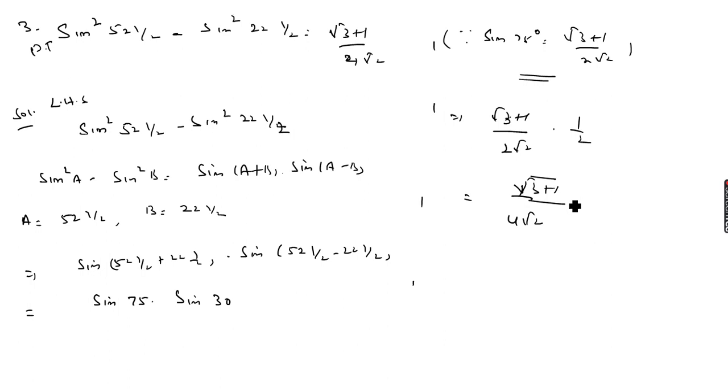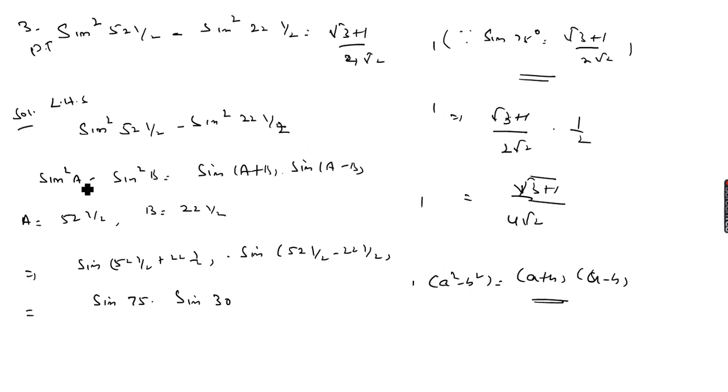This is the sin square 52 and a half minus sin square 22 and a half. So we have a formula, A plus B into A minus B, that is A square minus B square, which is nothing but A plus B into A minus B. Like that we remember the formula. In the same way we remember the formula, sin square A minus sin square B is nothing but sin of A plus B into sin of A minus B.